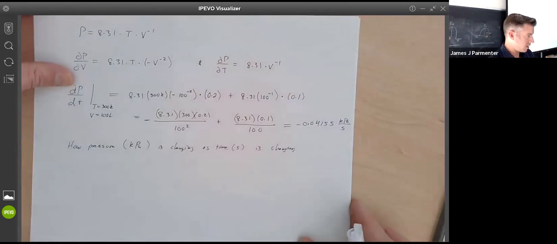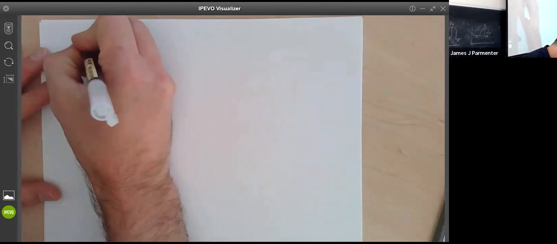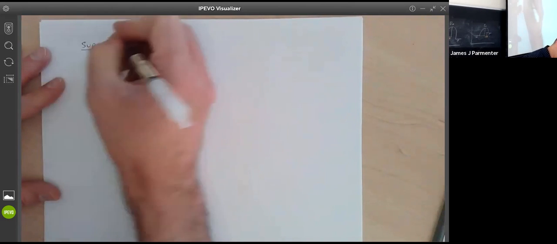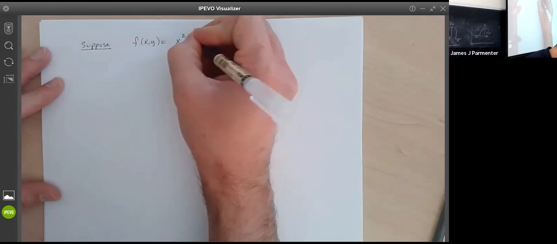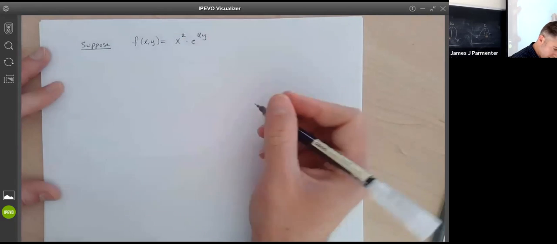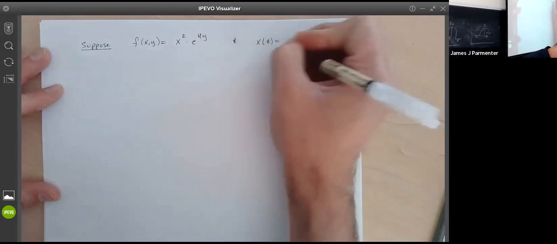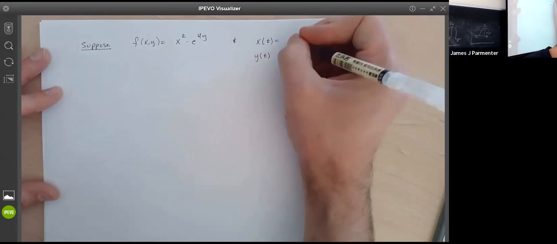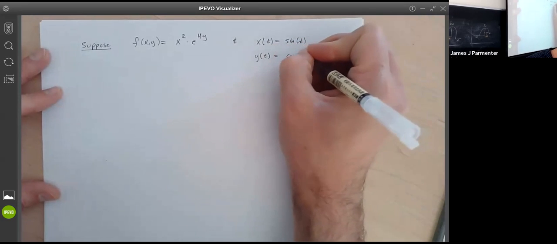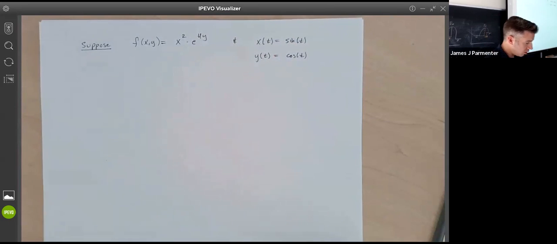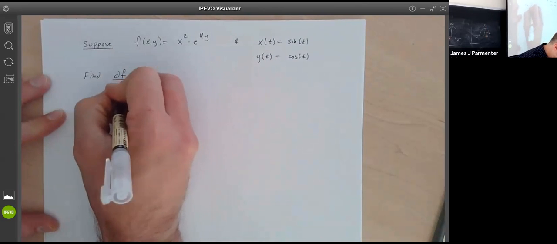Some more straightforward, less application examples, like the following. Suppose we had that our function f of x, y was equal to x squared times e to the 4y. And we know that both x and y are functions of time. x is equal to sine of t, y is equal to cosine of t. And our goal is to find the derivative of f with respect to t.